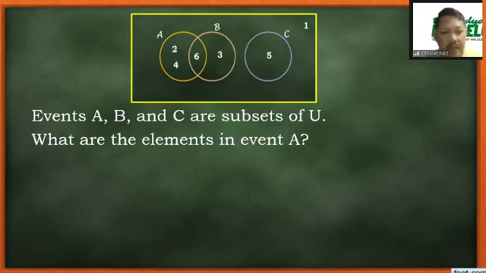Now, let us take this given problem. If you know the answer, class, you may use the chat box in order for you to notify your answer. So here is the question. What are the elements in event A? So, Dorpilarian, are you ready? If you know the answer, class, once again, use the chat box. What are the elements in event A? Okay, so the elements in event A are 2, 4, and 6.